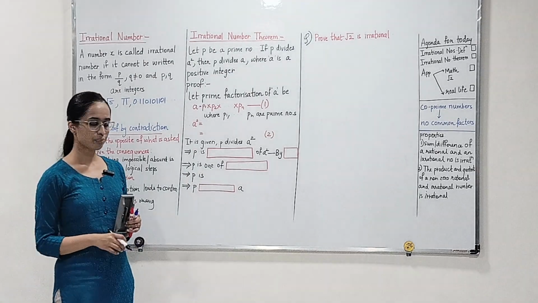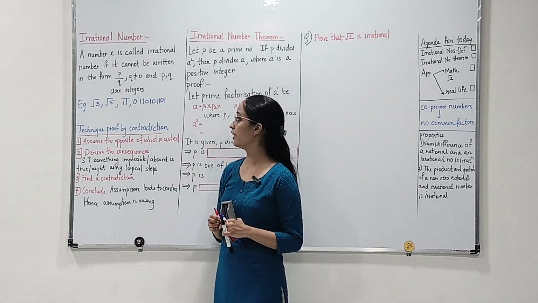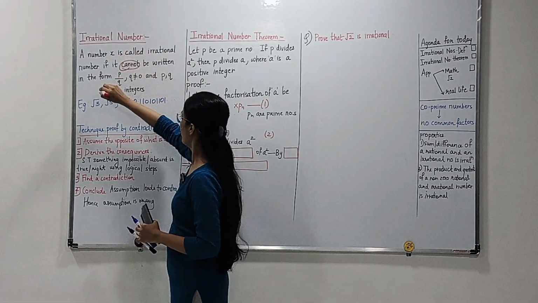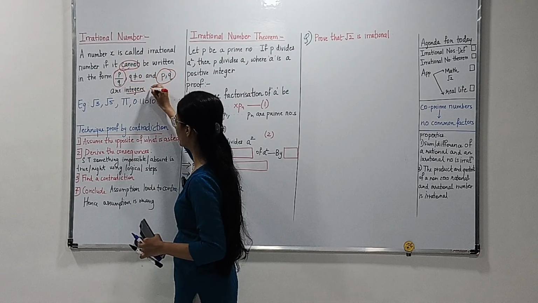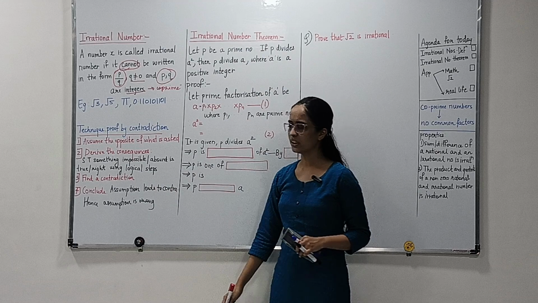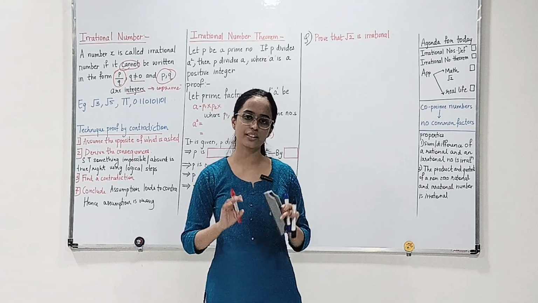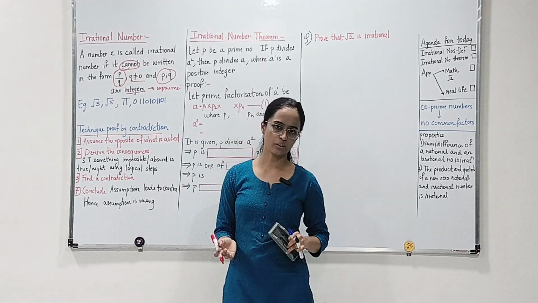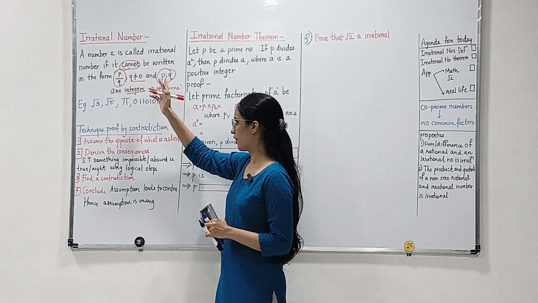Here if you see, the definition says a number x is called an irrational number if it cannot be written as p upon q, where q is not equal to 0 and p and q are integers which are co-prime in nature. Now what does this mean? That if there is a number, let's say any number, which cannot be represented in the form of a simple fraction of the form p by q, such that your denominator is not equal to 0, it has to be a non-zero integer. Both these are integers and they have to be co-prime.